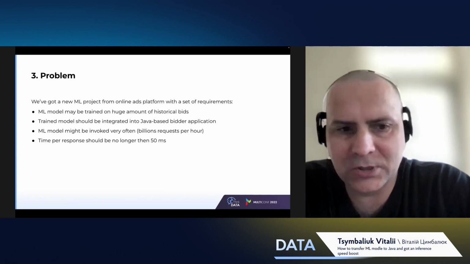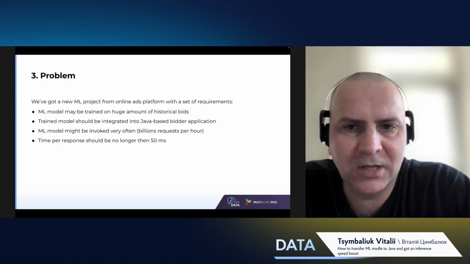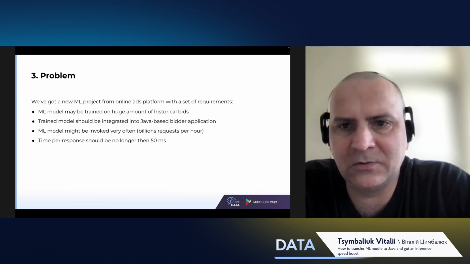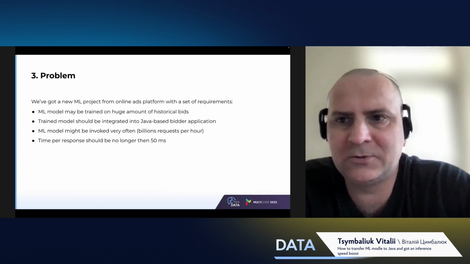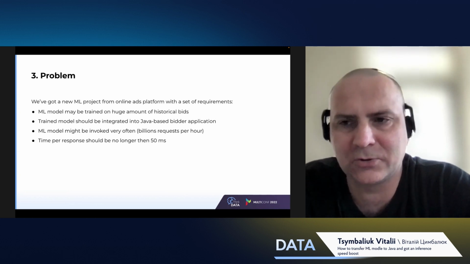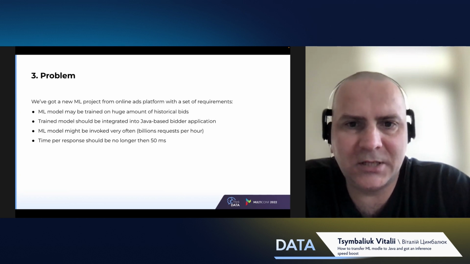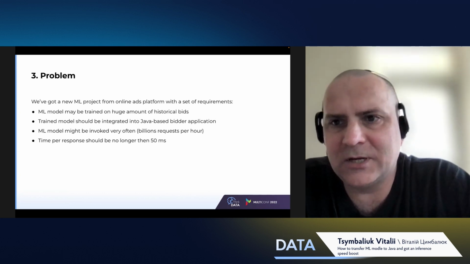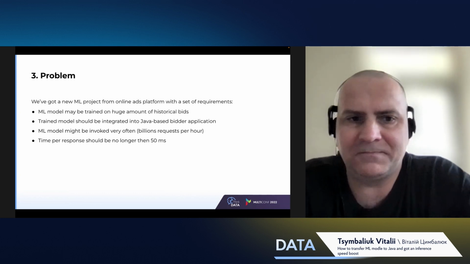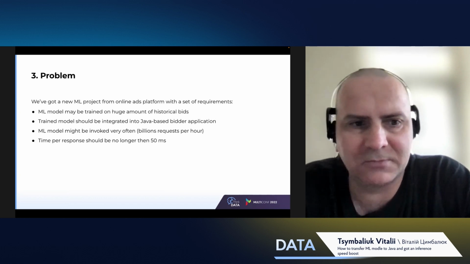And one of the most important requirements for that platform is speed. You should decide what to show you, and whether it is necessary to show you anything, like to pay for that bid or not, in a very short time, during the auction time. And the requirement is to do a machine learning request within 50 milliseconds. So that's it.